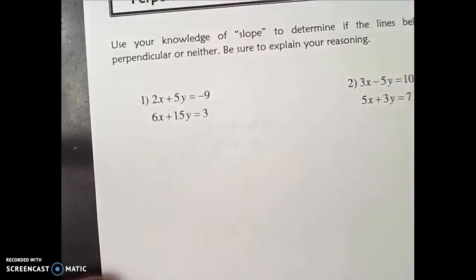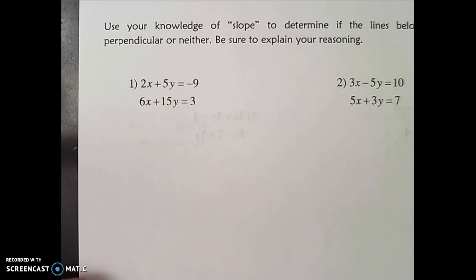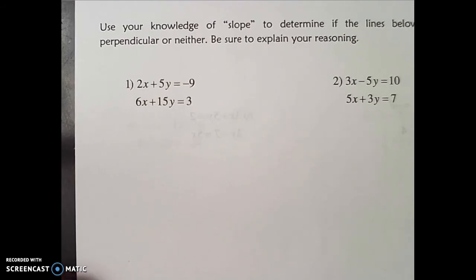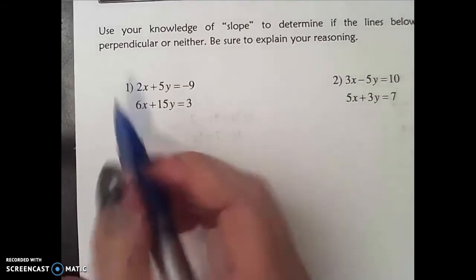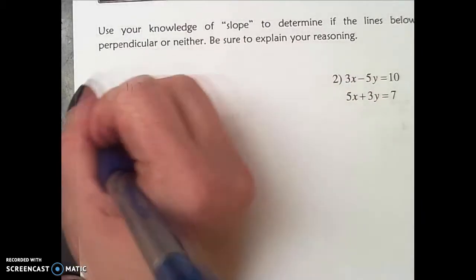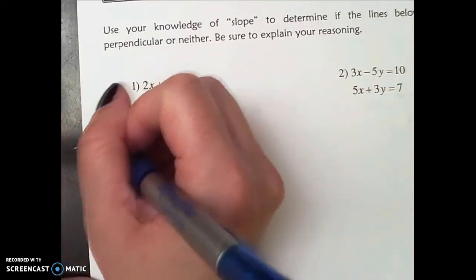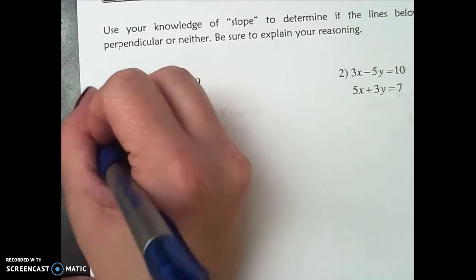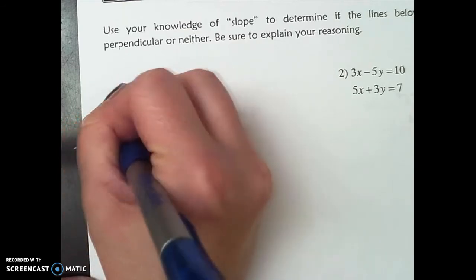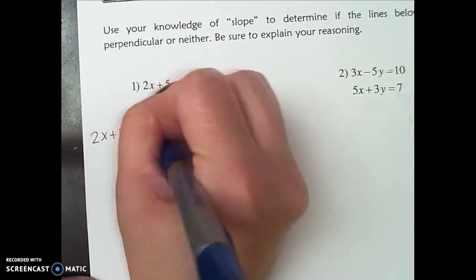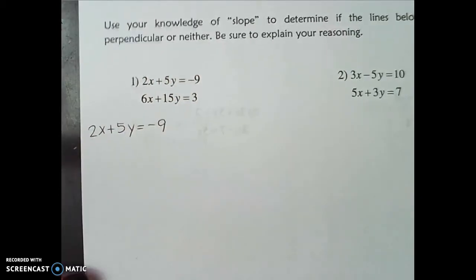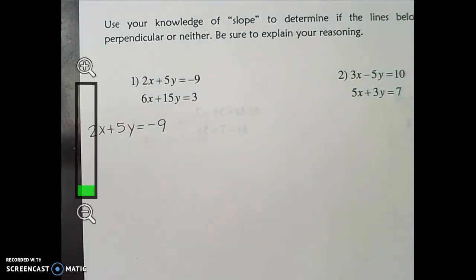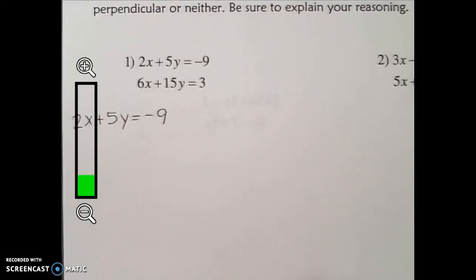Okay, so for number 1, getting our equation into slope-intercept form, we have to solve for y. So I'm going to start by rewriting my equation, and I'm going to write kind of small, all the way on the edge of my paper to make sure it fits. So I have 2x plus 5y equals negative 9.